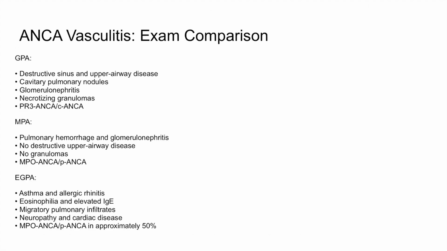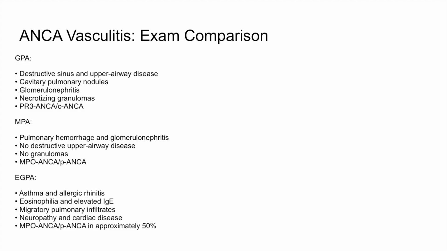So the ANCA-associated vasculitides can be separated using a few defining clinical clues. GPA causes destructive sinus and upper airway disease, cavitary pulmonary nodules, glomerulonephritis, and necrotizing granulomas, and it is most strongly associated with PR3 ANCA or C-ANCA. MPA also causes pulmonary and renal disease, especially alveolar hemorrhage with glomerulonephritis, but it lacks destructive upper airway disease and granulomas, and it is usually associated with MPO-ANCA or P-ANCA.